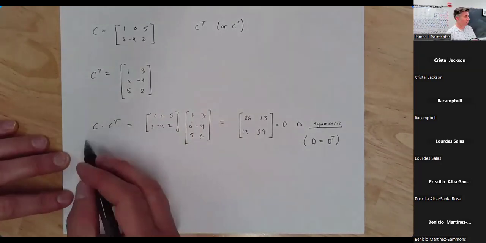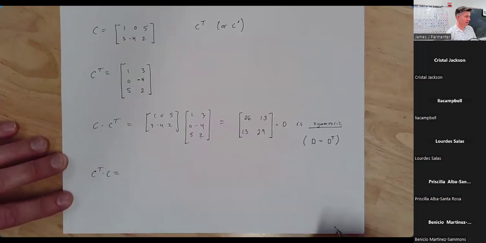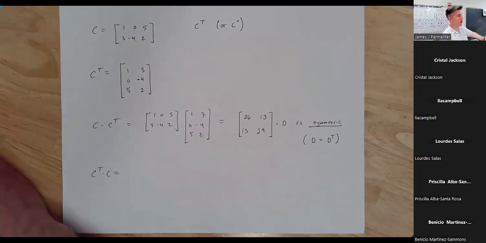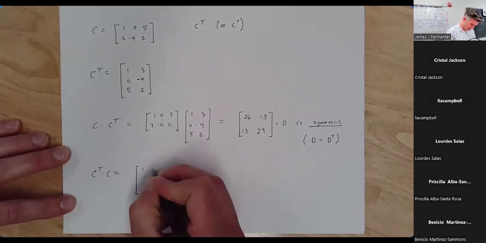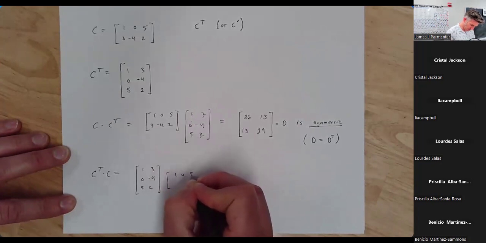It also works if we multiply them in the other order. So if you multiply C transpose by C, the matrix multiplication will also work. We're going to get a different result though. Because again, when you multiply matrices in the opposite order, with rare exception, you get different results. Very, very rarely you get the same result, even though you've changed the order of multiplication. Here, if we multiply it the other way, it's going to be a bigger matrix. So 1, 3, 0, negative 4, 5, 2, multiplied by 1, 0, 5, 3, negative 4, 2.